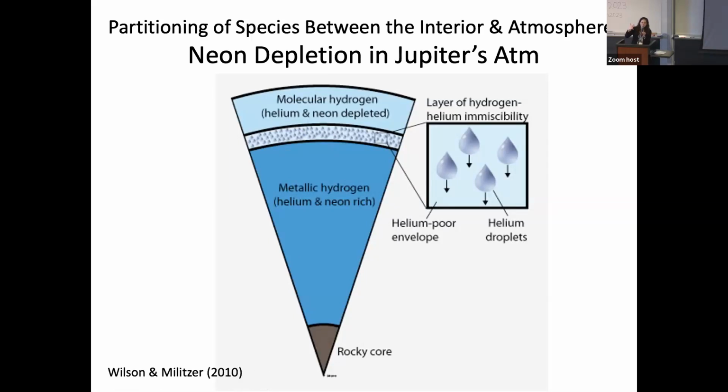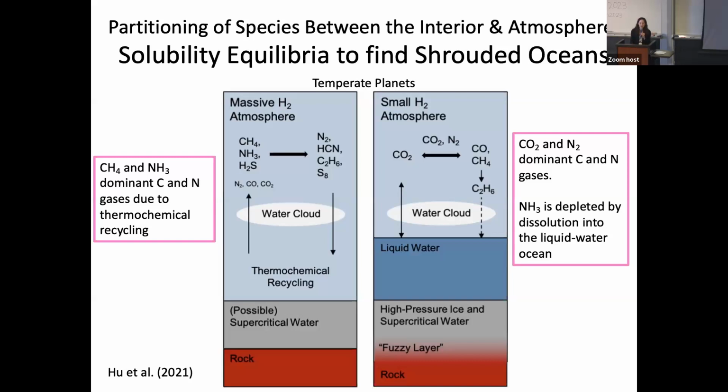So phase separations and partitioning of trace species between different phases can affect the relationship between the composition of the atmosphere of a planet and the composition of the deeper layers. One example of this for temperate sub-Neptune exoplanets is shown here, and this is taken from a paper by Renyu Hu and collaborators. So here they're considering temperate sub-Neptune planets, and on the left they're showing the cases for planets with massive hydrogen-dominated atmospheres that are sufficiently massive that they extend to high enough pressures and temperatures to get the thermochemical recycling. Whereas on the right-hand side, they're showing the case for temperate planets that have liquid water oceans.